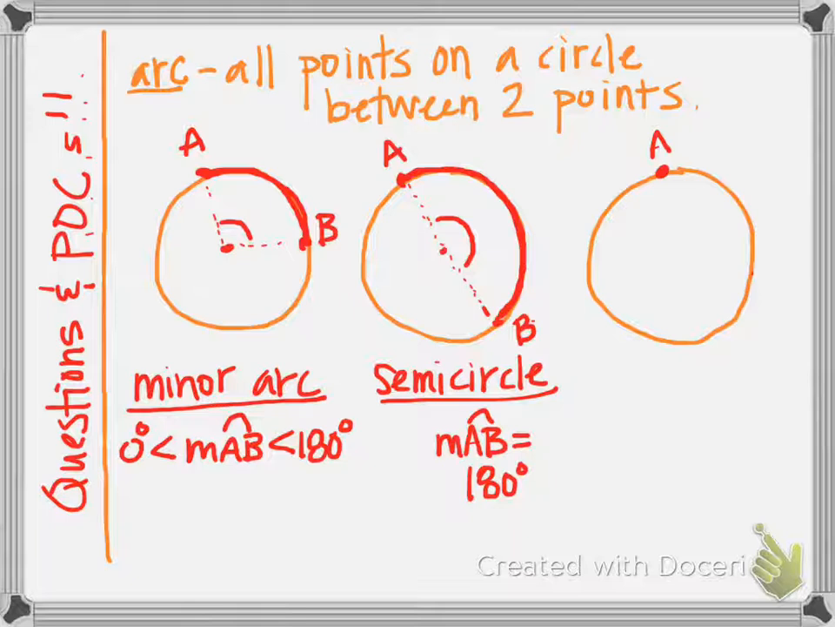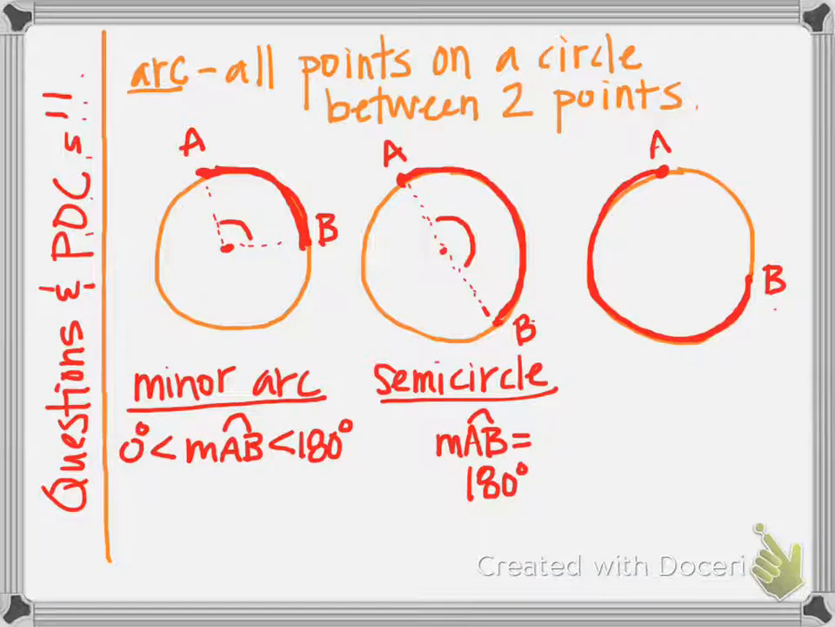So if I have 2 points on a circle, there are 2 ways that I can connect them. I could connect them like we did with the minor arc in the shortest path. That would create a minor arc. But if I connect them going the other way, now we've got a major arc.